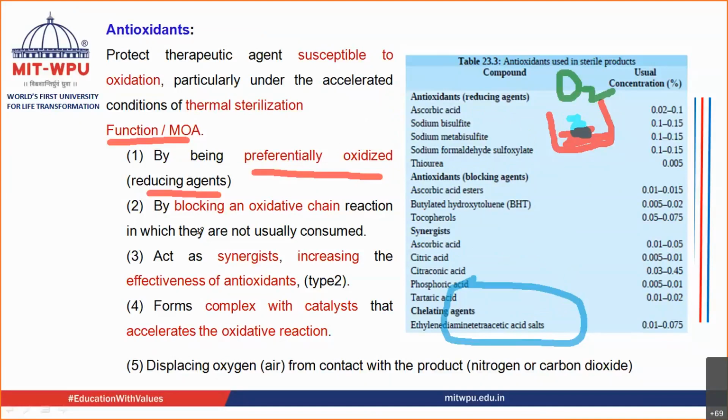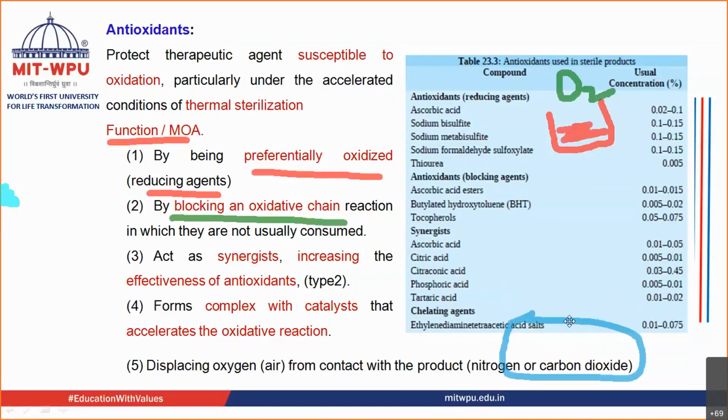The second type of antioxidants block the oxidative change. Whatever oxidation reaction is going to happen, you have seen that there is a chain of reaction that happens. That chain is being blocked by these antioxidants. Examples are ascorbic acid, BHT, that is butylated hydroxytoluene, and tocopherols. So these are the agents which block the oxidative chain.